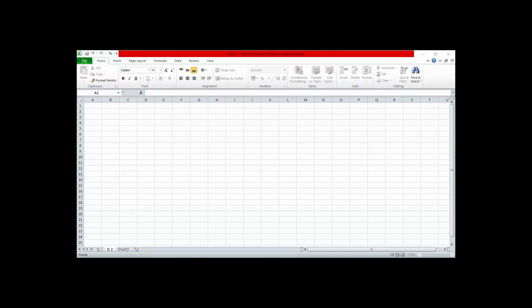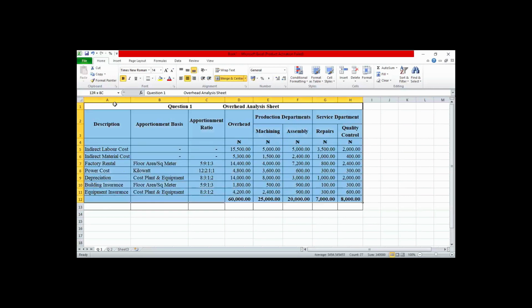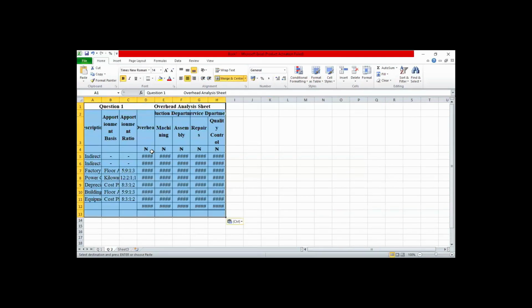Now, let's go to the Excel page. We are meant to do the same thing, copy the same table, but we are going to change the title and the headings. Is that clear?